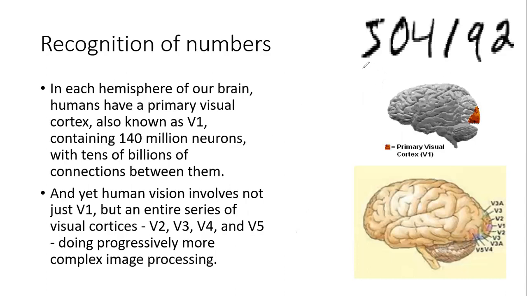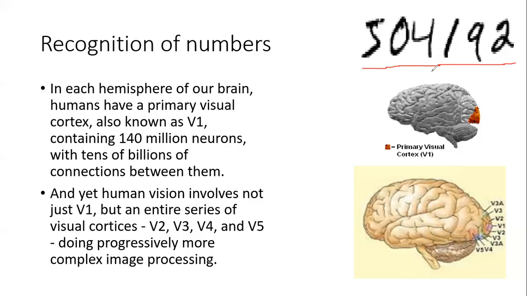So just consider something like this. I have this number written here, 5,04,192. And I was able to read this number very easily because I recognize everything here, right? I recognize the 504192. I also recognize the hundred, the thousand, the hundred thousand and the place of the number. So this means basically 500,000, 4,000 and 192, okay?